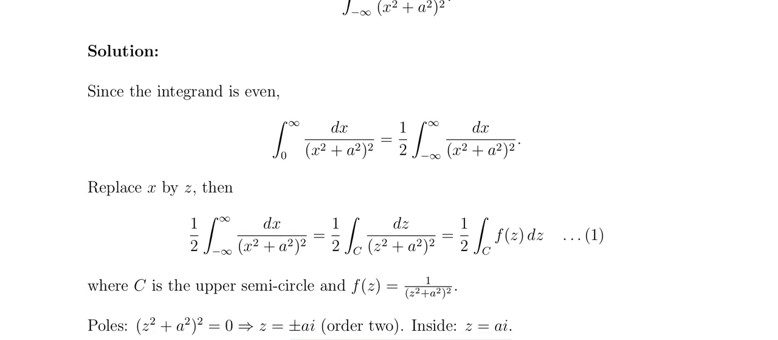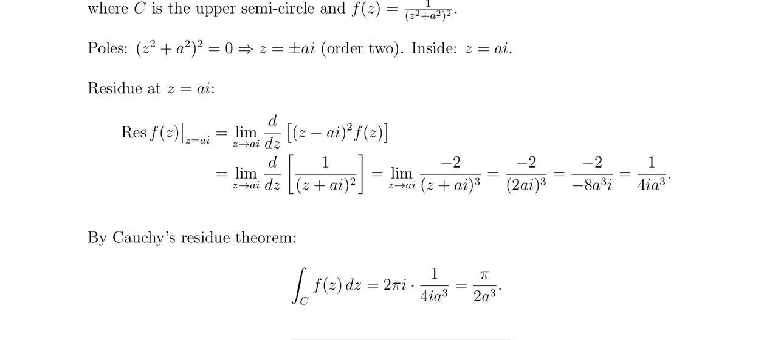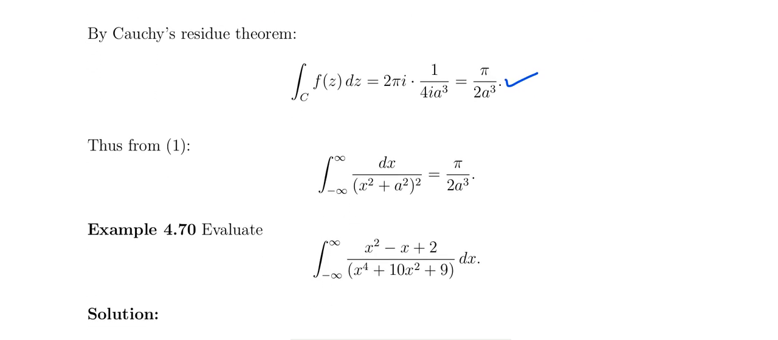So for x square plus a square whole square, the pole is of order 2 at this point. So z equal to ai is a pole of order 2, that is d by dz of z minus ai whole square into f of z. Then z minus a whole square cancels, and we get 1 by z plus a whole square. So we differentiate it and then substitute z tends to a. Differentiating, we get minus 2 by z plus a whole cube. Then z equal to a gives minus 2 by 2a whole cube, that is minus 8a cube i. So then 1 by 4a cube and 2 pi into something, then pi by 2a cube. So that is the value of this integral: pi by 2a cube.